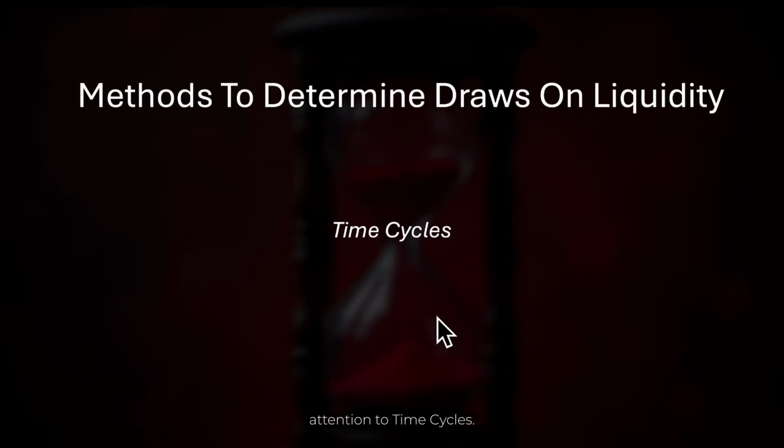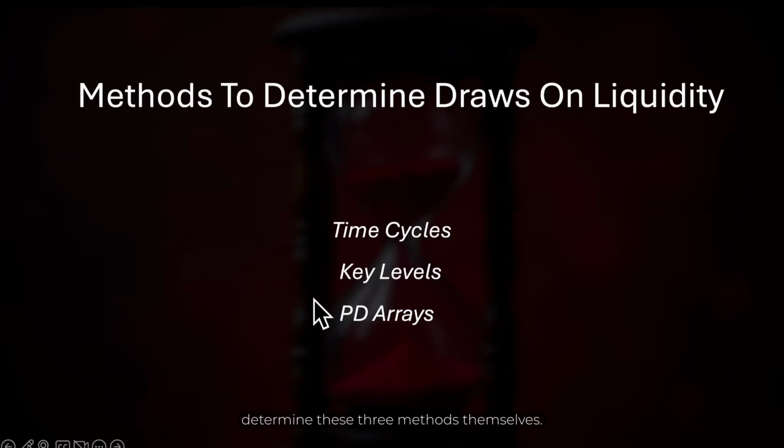First of all, we're paying attention to time cycles, meaning we're utilizing the logic that I taught prior within this model series to determine our draws on liquidity. Next, we pay attention to key levels. And thirdly, we pay attention to PD arrays. When you blend all these three elements, it leads to high probability trading setups, as you will see during this lecture. Please note that if you did not watch the prior lectures of this 2025 model series, you're going to go into this lecture without any foundational knowledge about how to actually determine these three methods themselves. Do you now also understand why the first few lectures of this model series were on these topics themselves?